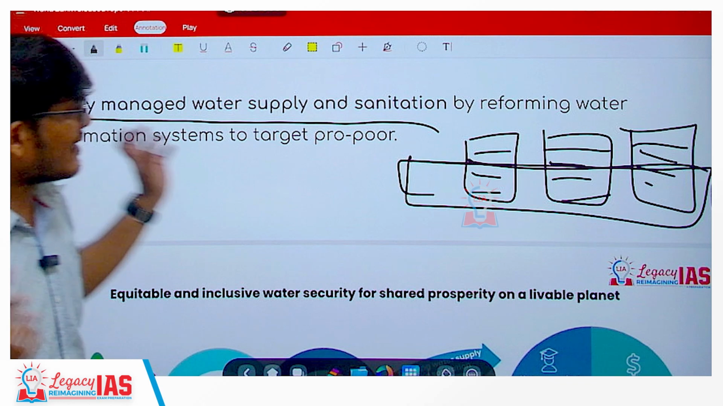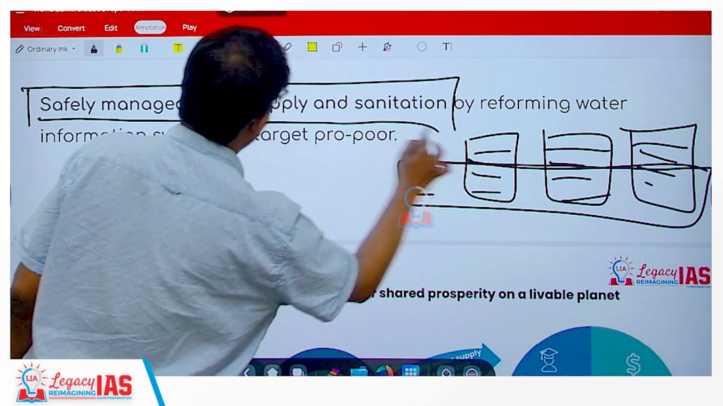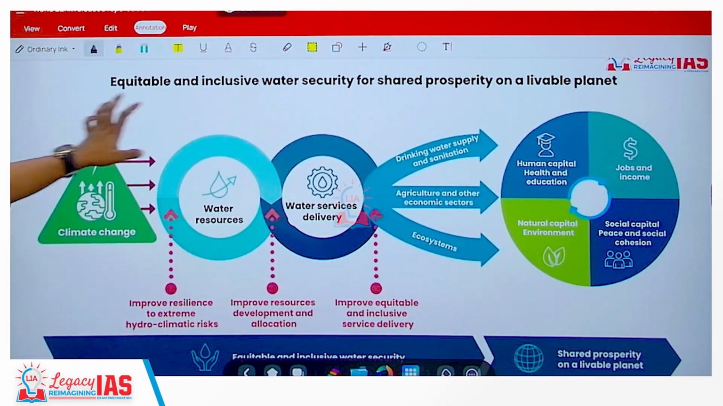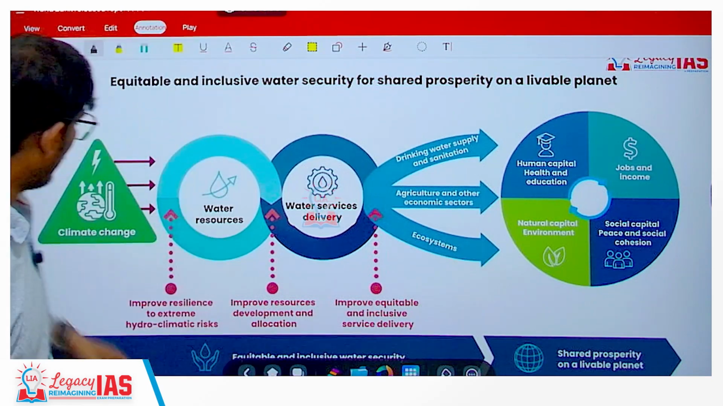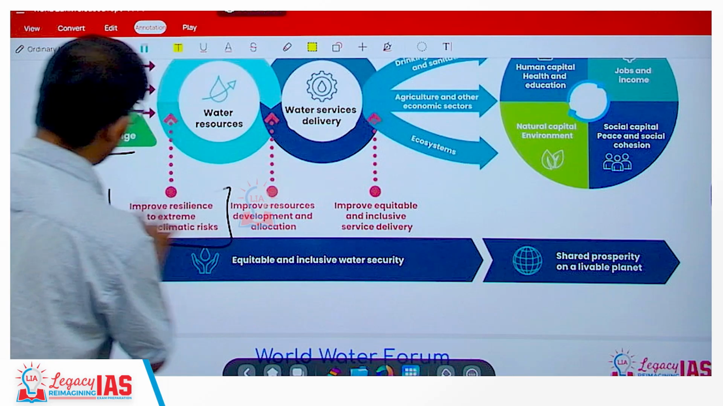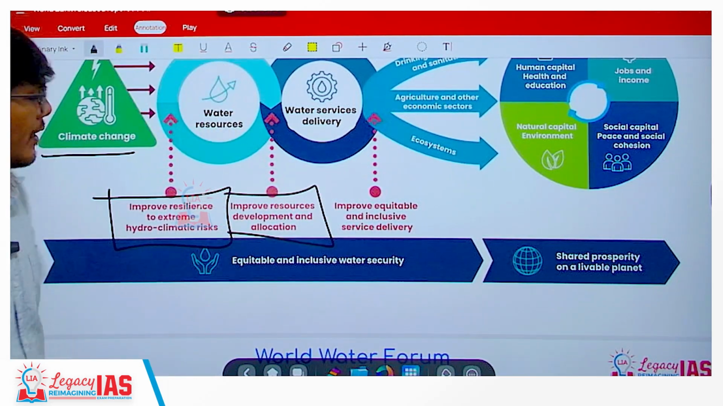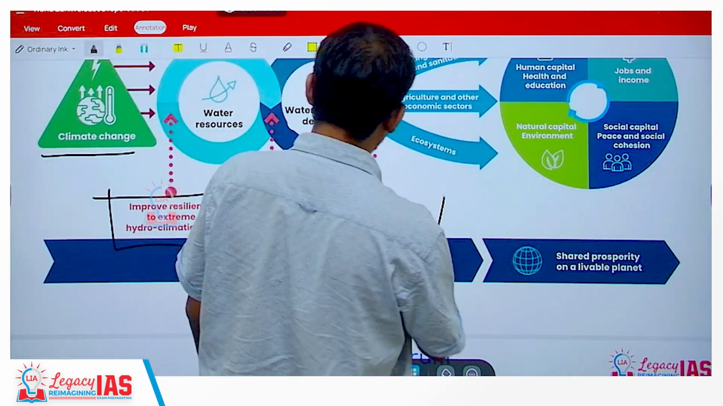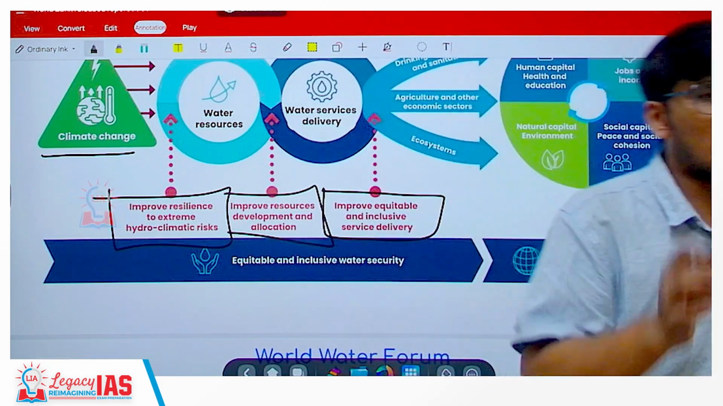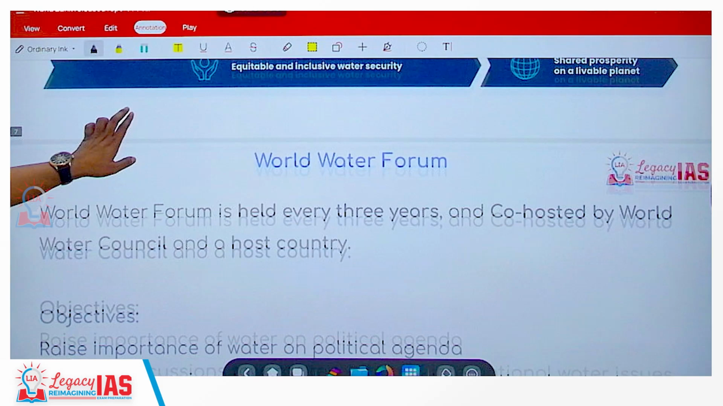So there are all these things which need to be understood, and the management and supply of water and sanitation should be proper. So this is the equitable and inclusive water security for shared prosperity. We know there is climate change, for which, as we understood, we need to build resilient infrastructure, improve the resource development and allocation, plus improve equitable and inclusive service delivery with the focus on the poorest region or poorest area where water supply is even worse.